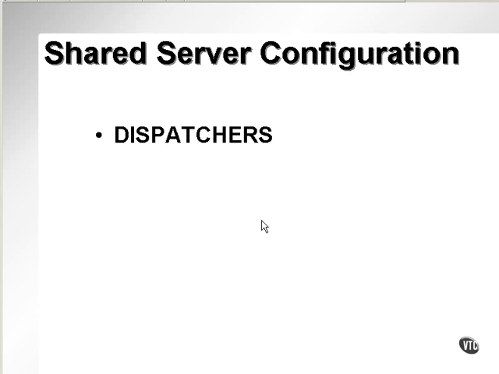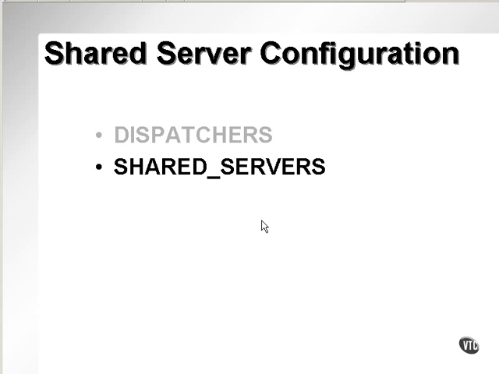The best way to find out whether your configuration is tuned properly is to use the performance views. We'll get to those in a later movie. Dispatchers. The dispatchers parameter. A dispatcher is a network dispatcher process dispatching requests and responses between user connections and shared server processes. The shared servers parameter essentially defines the number of shared servers that you will start up on your database when the database starts up.